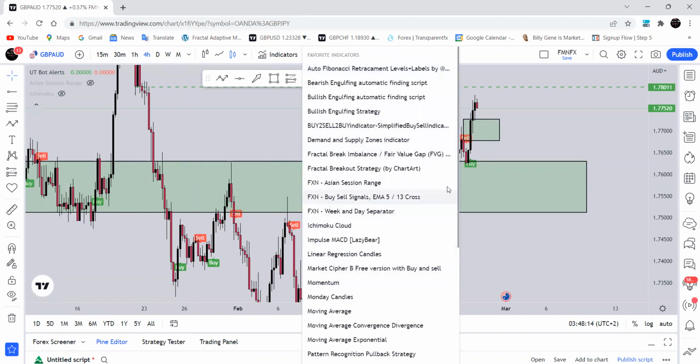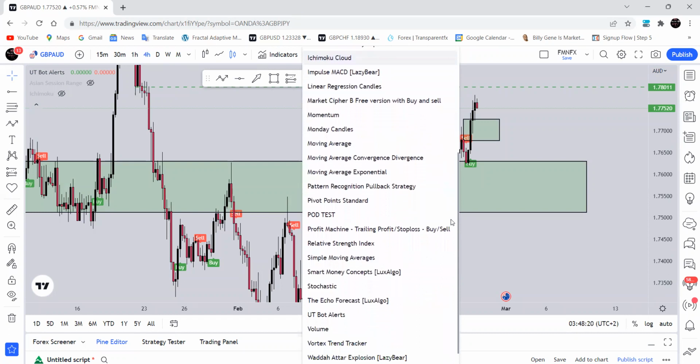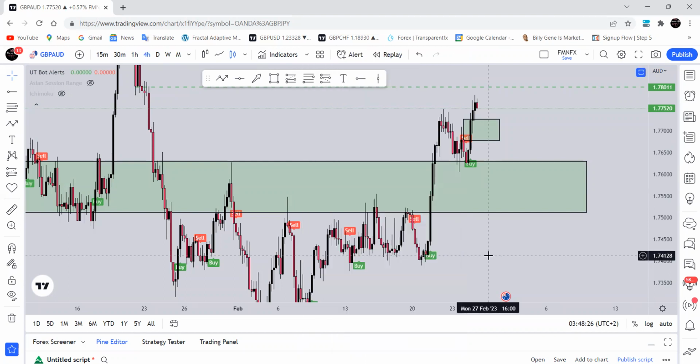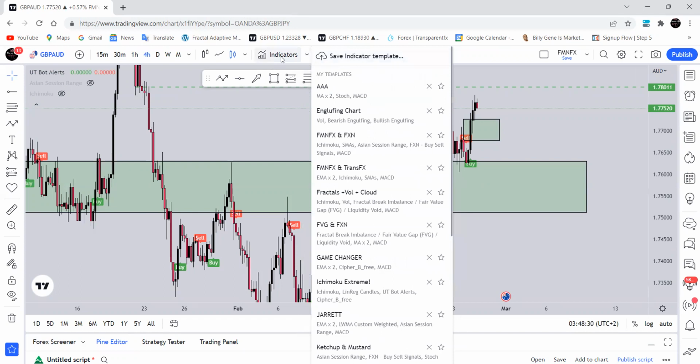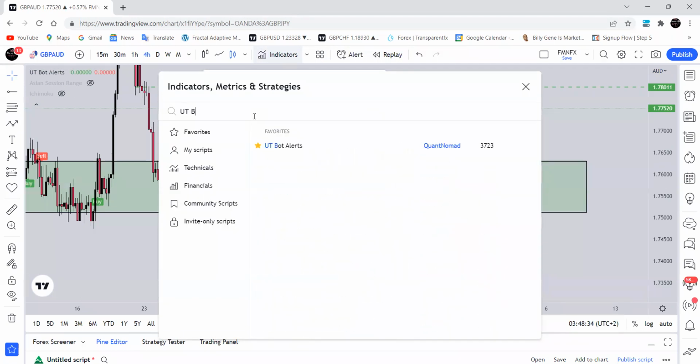Let's see here. If I push it upward, here's one. Let's see, UT Bot Alerts. So just go ahead and type that in. See, there you go. Do it for you guys. UT Bot Alerts, Quant Nomad.